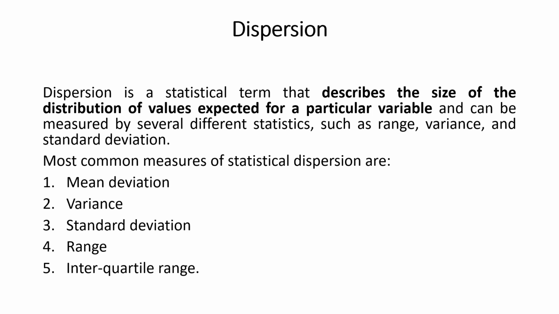And the next one is interquartile range, also called quartile deviation. Quartile deviation represents the difference between the third quartile and the first quartile. The formula for calculating interquartile range is Q3 minus Q1. Quartile deviation formula is Q3 minus Q1 divided by 2.